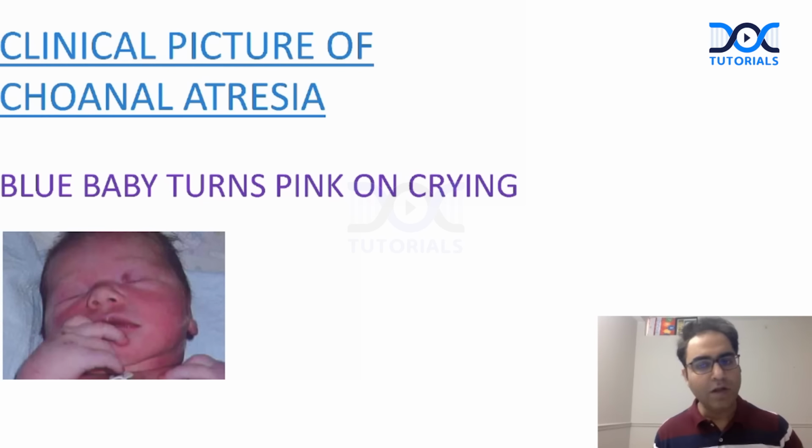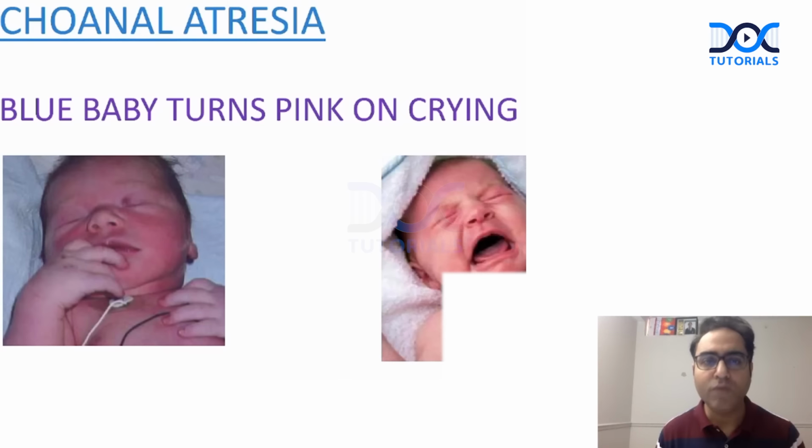Okay? The lungs are normal. There's no cyanotic heart disease. So crying means deep inspiration with open mouth. Suddenly, the blue baby turns pink on crying. That's a very important clue for choanal atresia. Okay? So a blue baby turning pink on crying is the clue for choanal atresia.